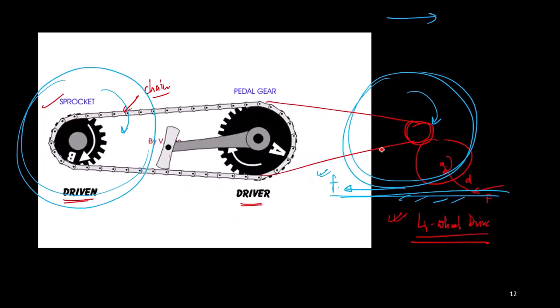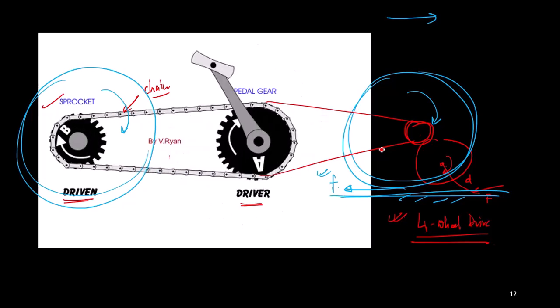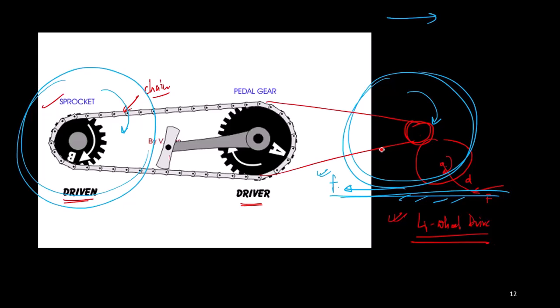So in that situation, the friction is responsible. In the front wheel, friction is applying the moment or the torque. Otherwise, it cannot rotate.